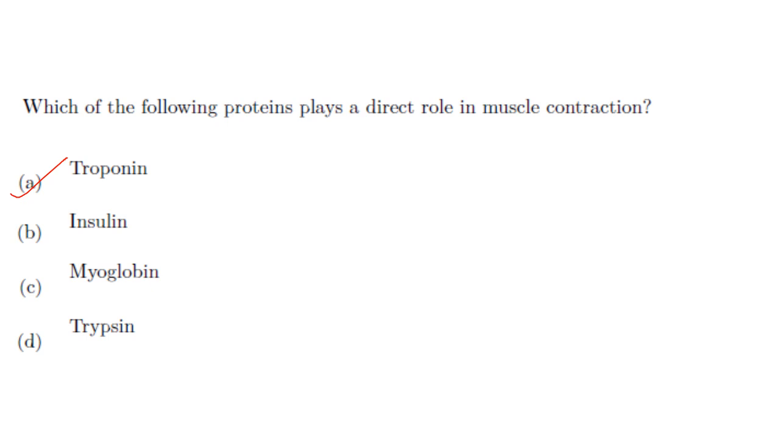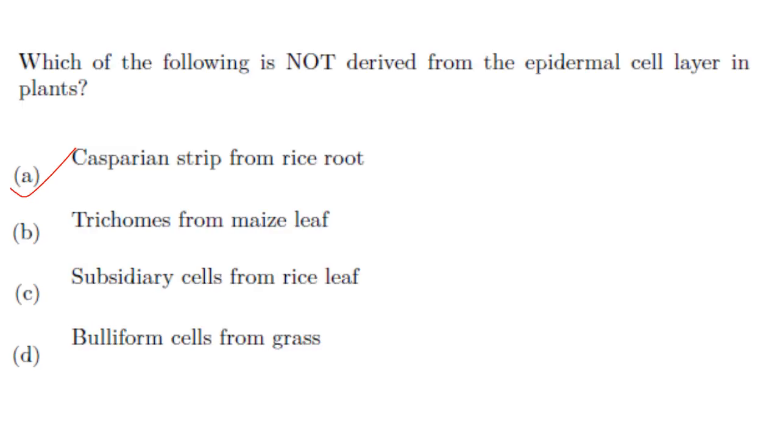Then next one. Which of the following proteins play a direct role in muscle contraction? So the answer here is troponin. Troponin regulates the interaction between actin and myosin filaments in muscle contraction. Insulin, if you see, regulates glucose metabolism and cellular energy storage. Then myoglobin stores oxygen in the muscle, and trypsin is an enzyme that breaks down proteins in the intestine.